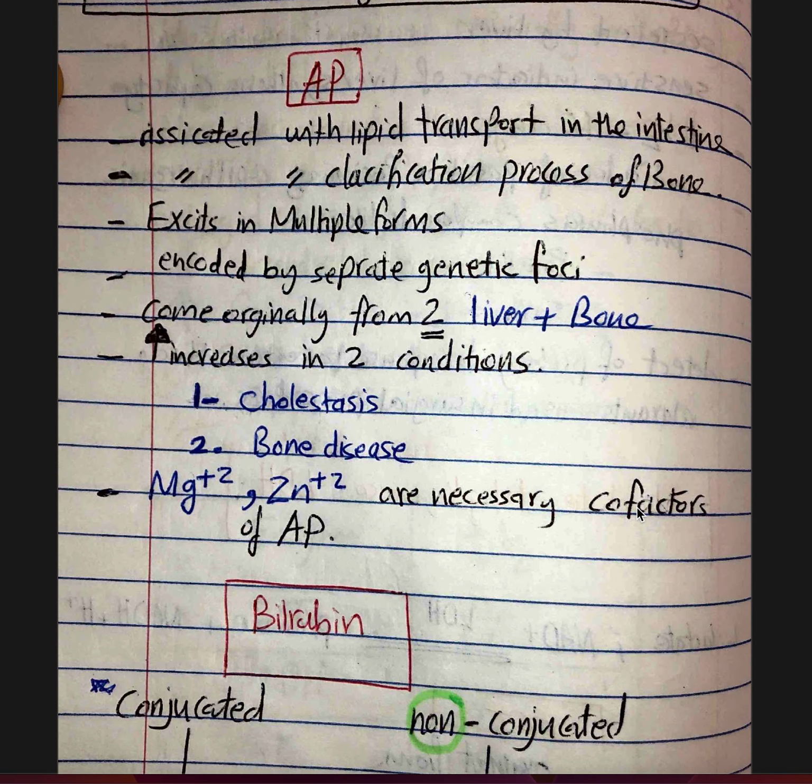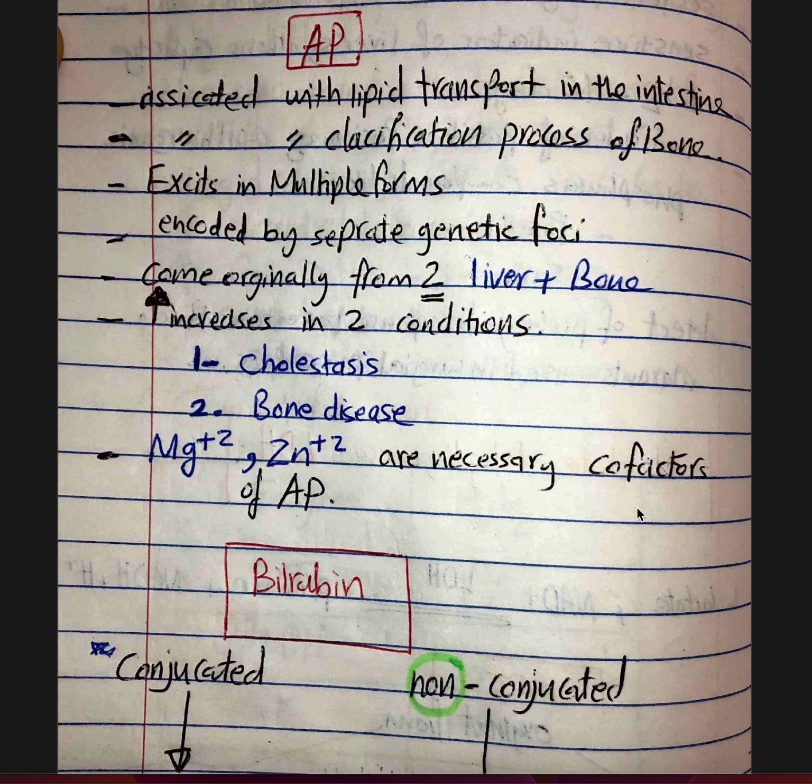Alkaline phosphatase, we also discussed, is associated with two functions: lipid transport in the intestine and bone metabolism, the calcification process of the bone. So it's associated with two separate functions. The first one is lipid transport in the intestine, and the other one is the calcification process of the bone. It exists in multiple forms because it contains maybe 6 isoenzymes.